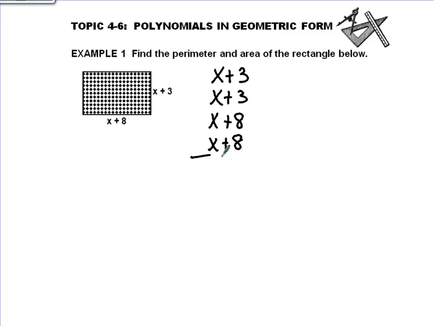So when I add all these up, right here I get 22, and here I get 4x. Remember there's a 1 in front of each of these x's, so it's 4x plus 22. That is my perimeter. Pretty simple.